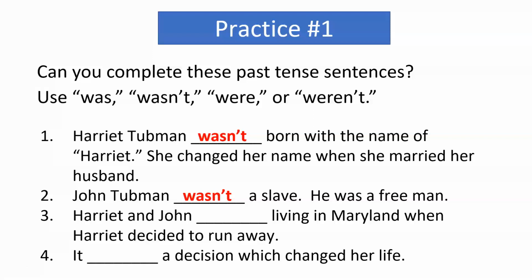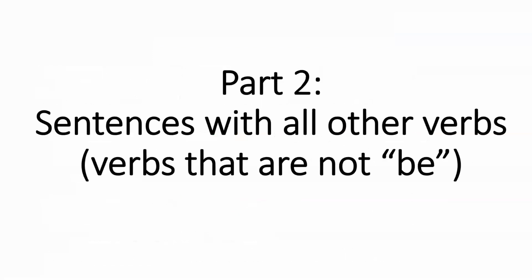Number 3, Harriet and John. And pay attention that you've got 2 subjects here. Harriet and John were living in Maryland when Harriet decided to run away. Number 4, it was a decision which changed her life. So I hope you did pretty well there. If you got some of those questions wrong, that just means this is something you should practice.